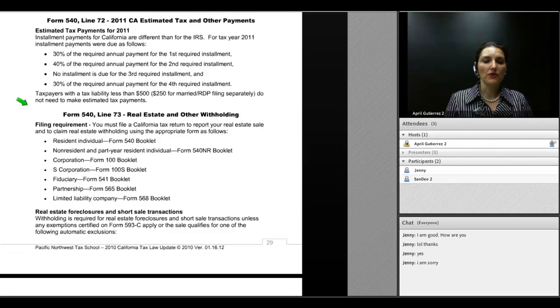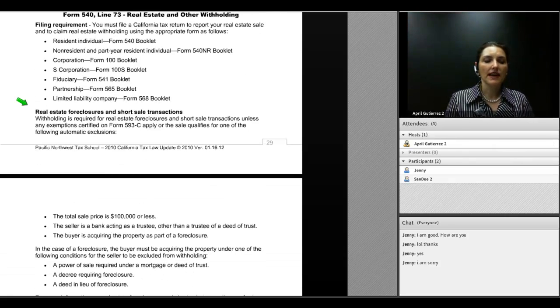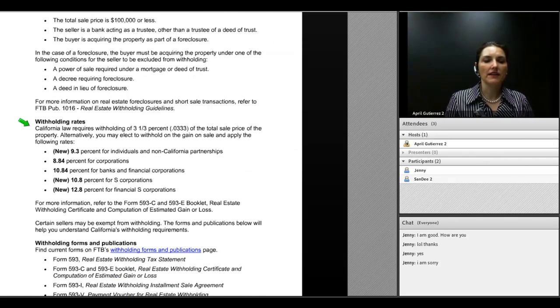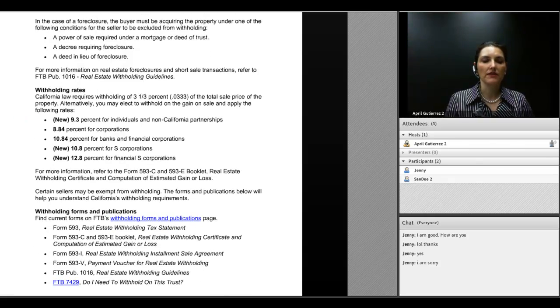California real estate and other withholding. California does have a rule that demands backup withholding on the sale of real estate. The only exception to that is property that sells for under $100,000 in a foreclosure. And these are the withholding rates for 2011.